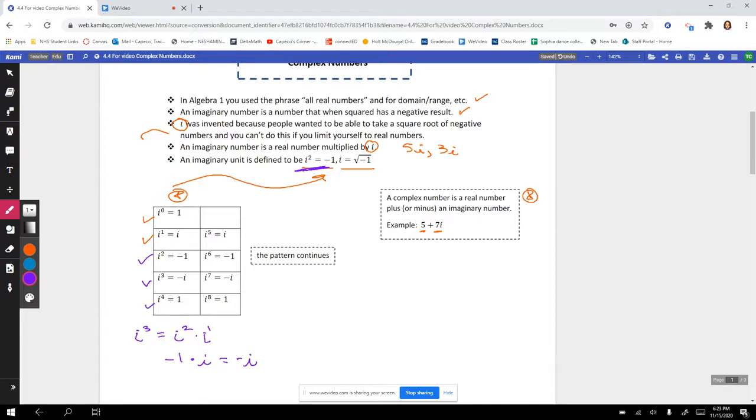i to the fourth is 1. Again, same idea. i squared times i squared is equal to i to the fourth, and i squared is -1, times -1 would give us 1. Now the pattern will continue. So i to the fifth is i. It'll kind of keep going from there. i to the sixth is -1. i to the seventh is -i. i to the eighth is equal to 1. So you can use that table in finding things such as i to the 27th or i to the 30th.